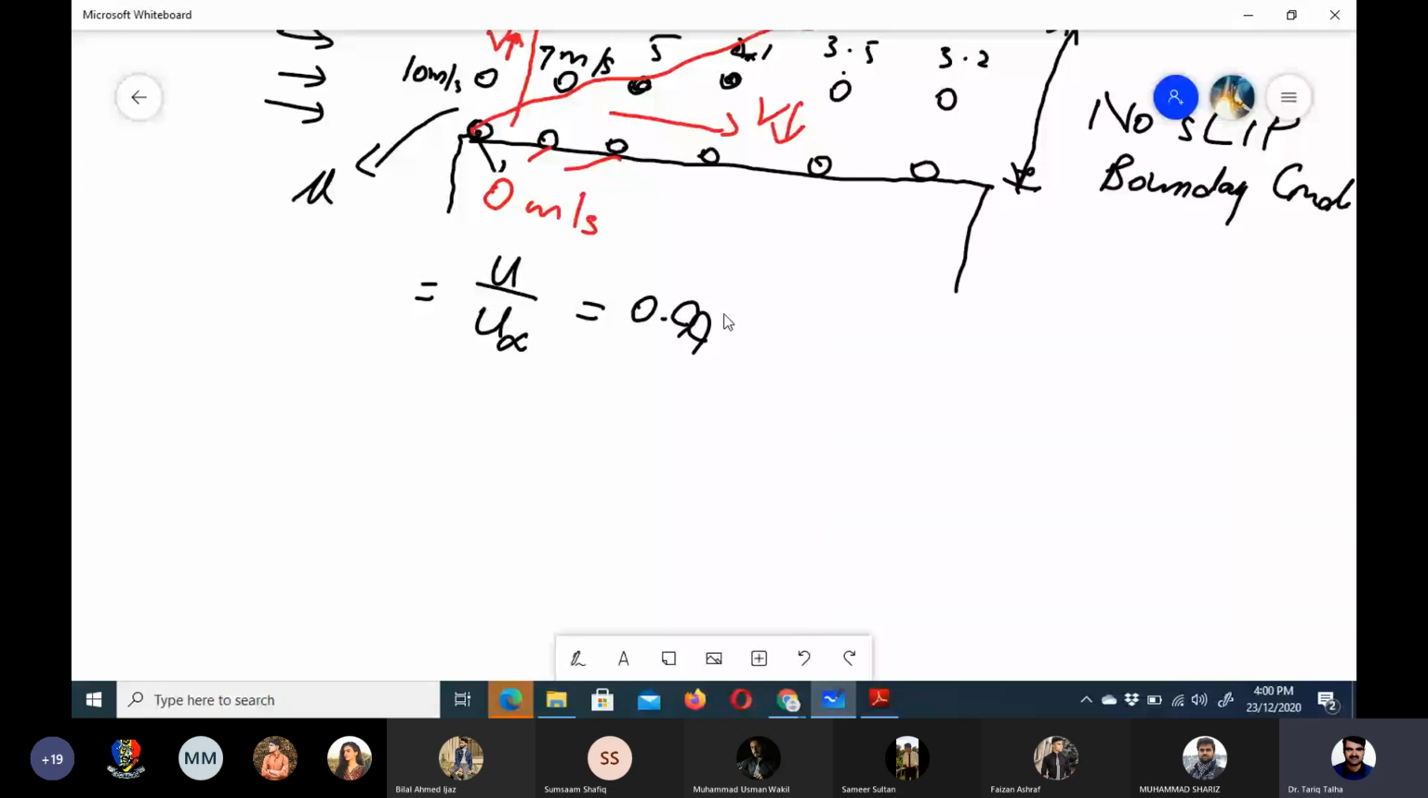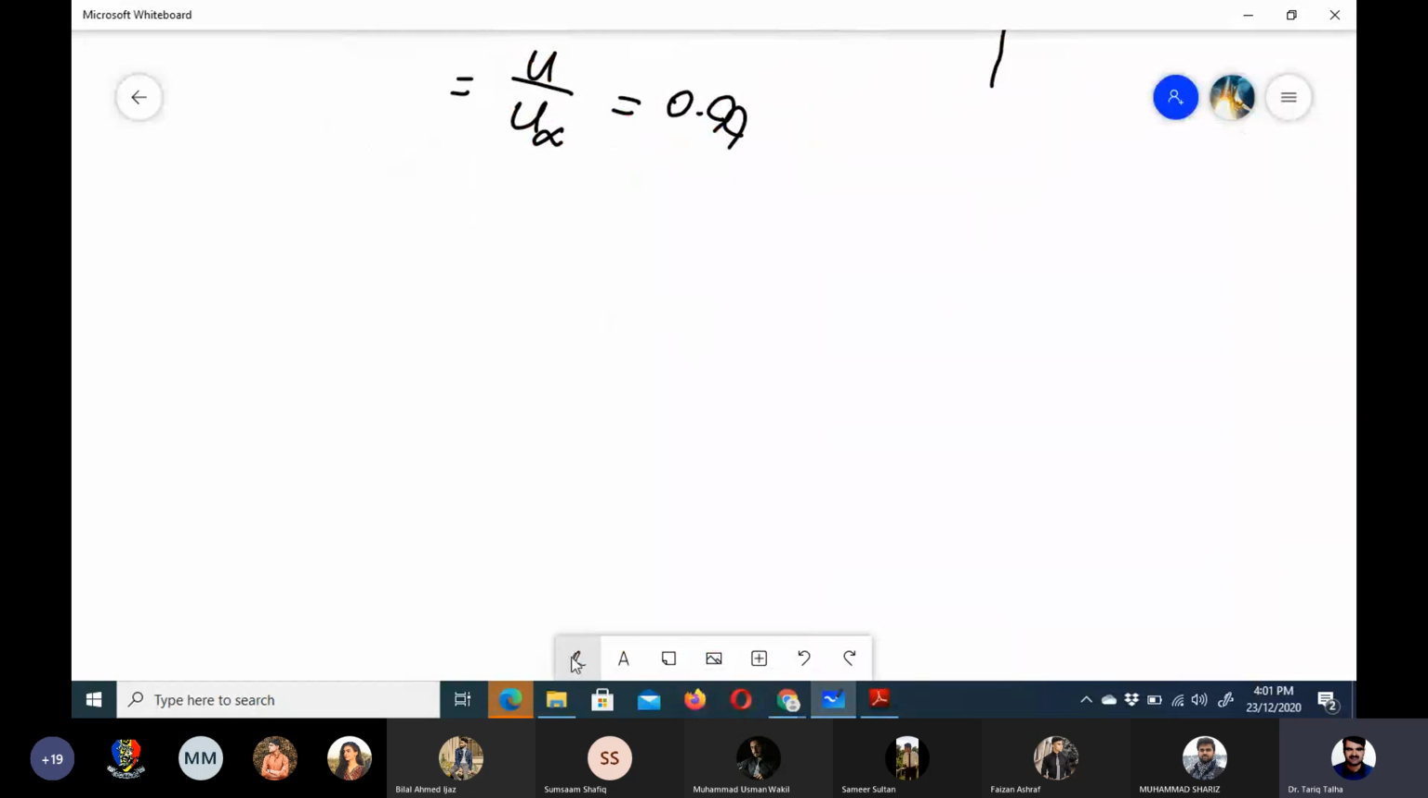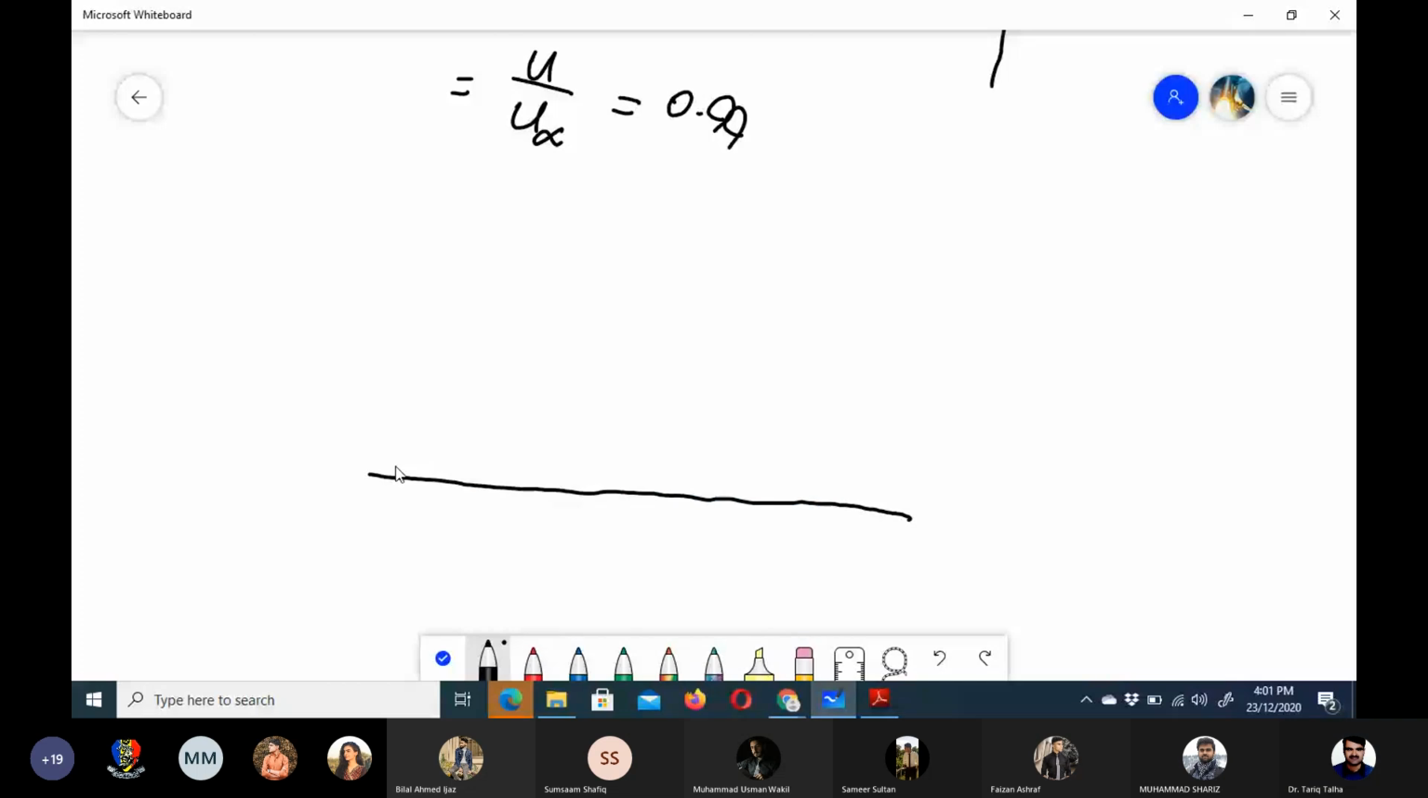So this is the concept of boundary layer, which I have just explained. Now let us have this concept for temperature as well. Because we were talking only about velocity. We were not talking about anything with the temperature. So now let's suppose we are talking about a surface which we want to cool, right?